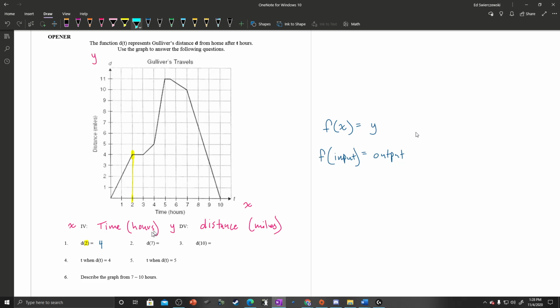You're going to do this for all of these, so I encourage you to try these on your own before I get them done. But d of 7, I'm going to look at 7, my input, and I need to go either up or down, and it's again up in this case, to find the y value when the x value is 7. I look, and it looks like after 7 hours, Gulliver is 10 miles from home.